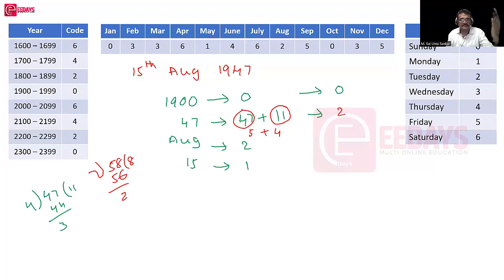47 divided by 7, remainder is equal to 5. 11 divided by 7, remainder is equal to 4. 5 plus 4 equal to 9. Again, you divide that number with 7, the remainder is equal to 2.